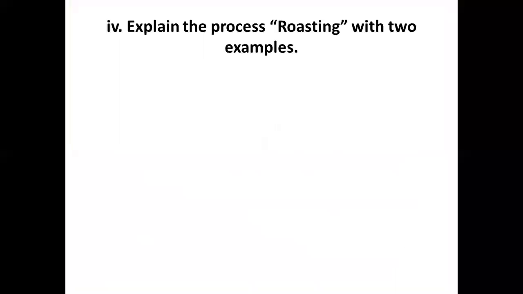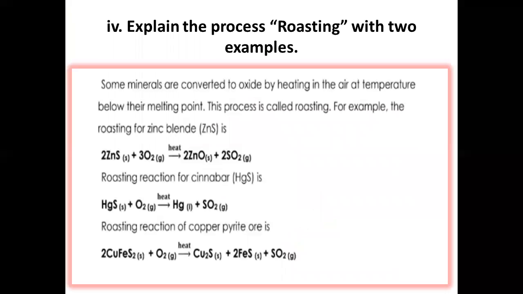Question number four, explain the process roasting with two examples. Some minerals are converted to their oxides by heating, and that heating is in the presence of air at definitely high temperature. That high temperature must be below their melting point. If they will melt out, then they will not give us their oxides. They will give us something else, a molten solution. So this process is called roasting.